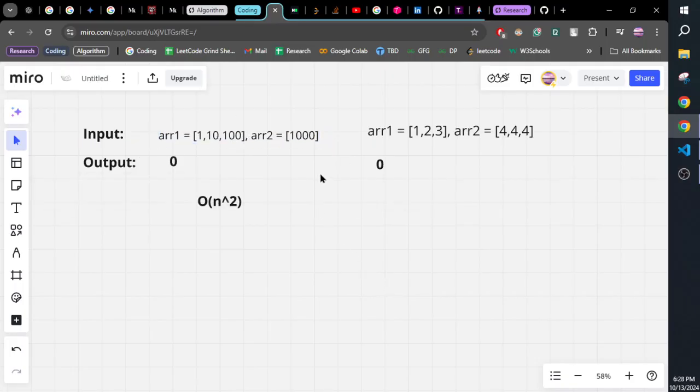So what we can do is get a hash set and store all of the prefixes of one single array in the hash set, right? Let's say we store all the prefixes of the first array. What are the prefixes of the first array? We can store 1 from the first integer. We can store 1 and 10 from the second integer, and we can store 1, 10 and 100 from the third integer, right?